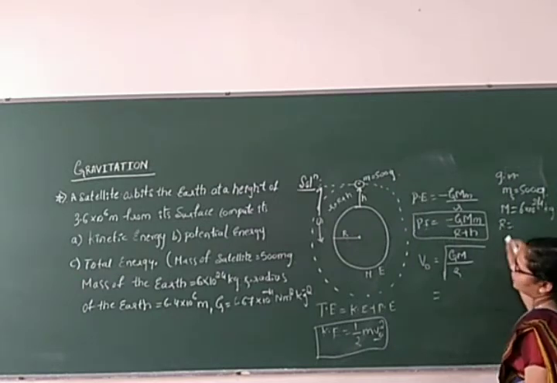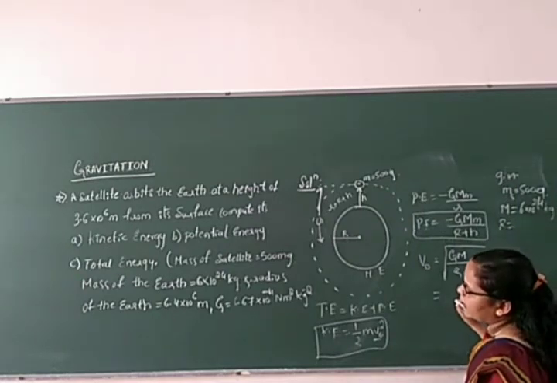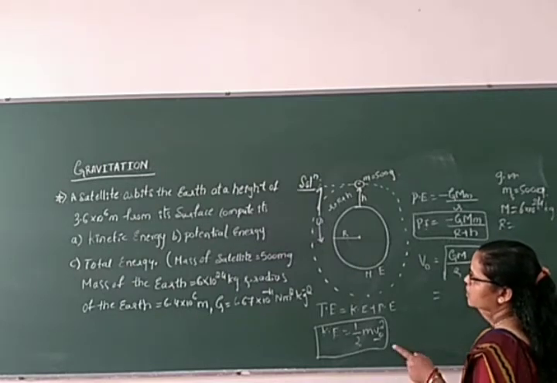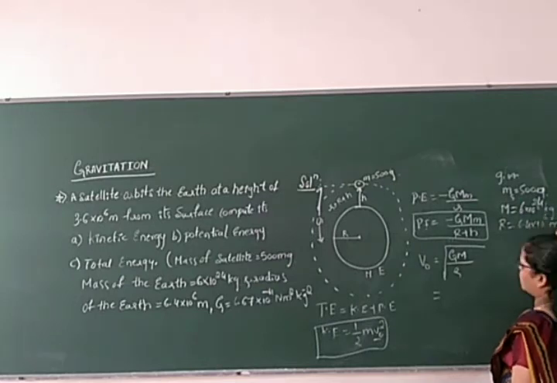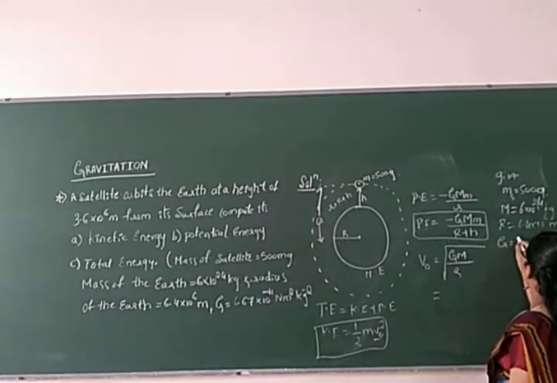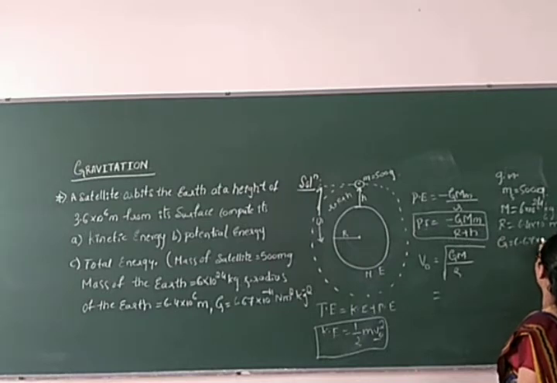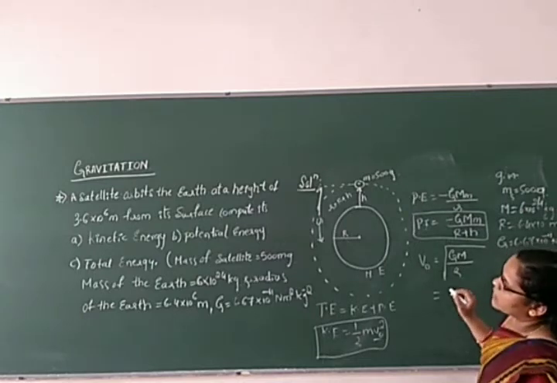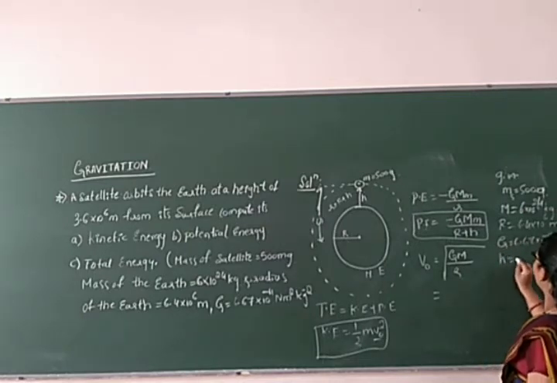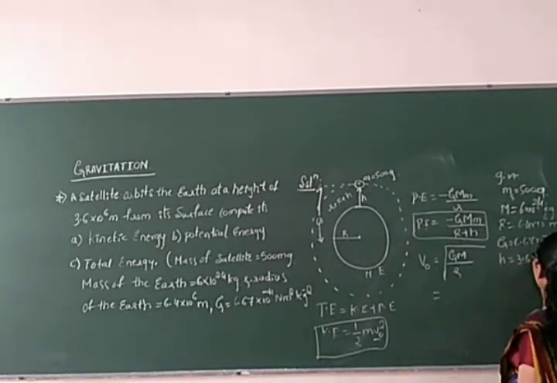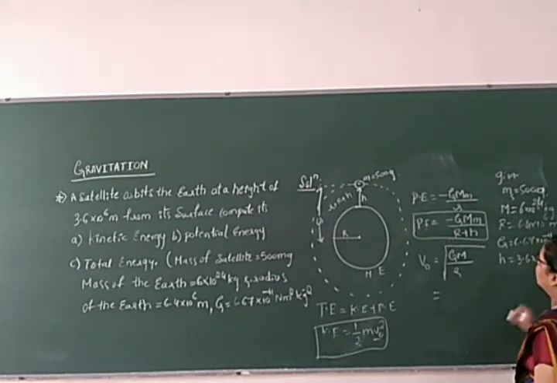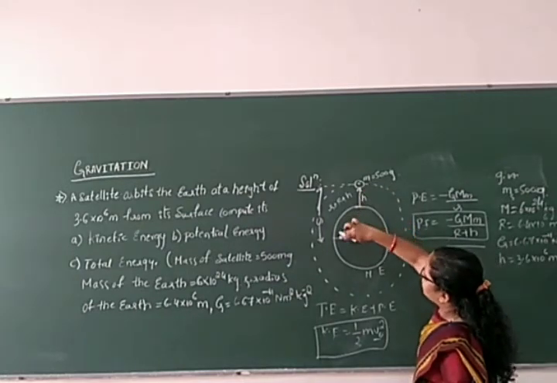Next, radius of the earth is what here? Radius of the earth, that is 6.4 into 10 to the power 6 meter here. And the gravitational constant is 6.67 into 10 to the power minus 11 meter square per kg square here. Then what is left out in the given data here? Height. So height is what? Height of it is 3.6 into 10 to the power 6 meter. So height is also given, R is also given.